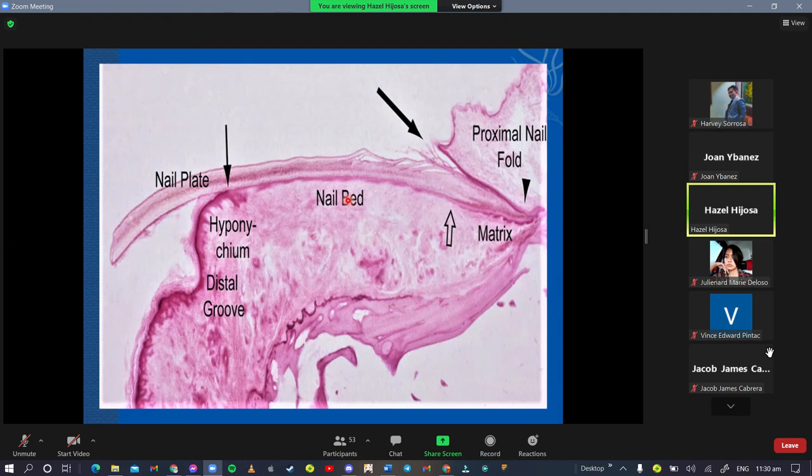Okay, this is composed of the first two layers, the stratum basale and the stratum spinosum. And the nail plate here is composed of closely packed interdigitating corneocytes, which lack nuclei and other cytoplasmic organelles. In the proximal part of the nail, you have the nail matrix or the germinative zone.